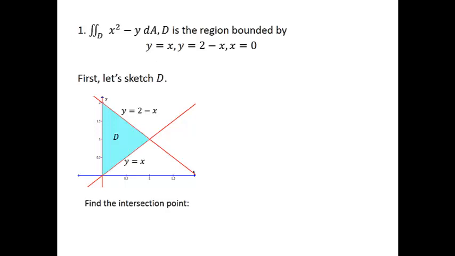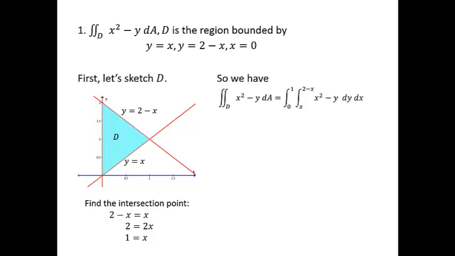It's important to find the intersection points because that helps us with our bounds. We can see what they are from our sketch, but let's go through it algebraically as well. We simply want to know when 2 minus x equals x. So we add x to the other side and divide to see that we have our intersection point at x equals 1. Therefore, our double integral over D can be written like this. Notice that x lives between the numbers 0 and 1, and y lives between the functions y equals x and y equals 2 minus x.